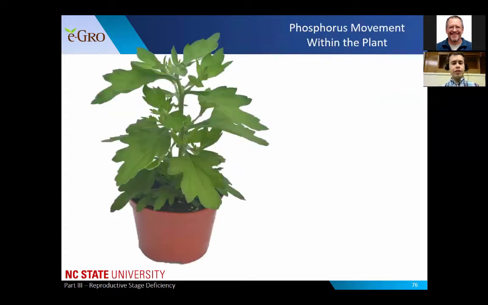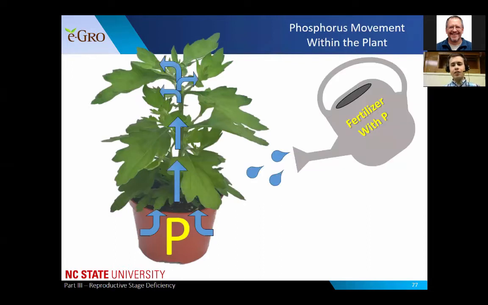So really quickly, I just want to reiterate what I just said with this diagram and illustrate phosphorus movement within the plant using this mum plant right here. And please keep in mind that this plant is not in flower, and that will come into play later. So typically you provide your phosphorus via the fertilizer, whether it's granular or a constant liquid feed, you supply it with the irrigation. And so you get the phosphorus in the substrate. The plant takes up phosphorus through the roots, and it moves up the stem and into the upper developing leaves.